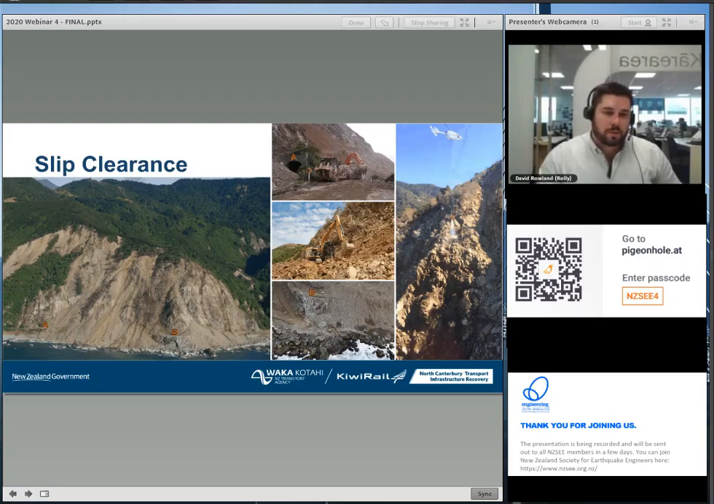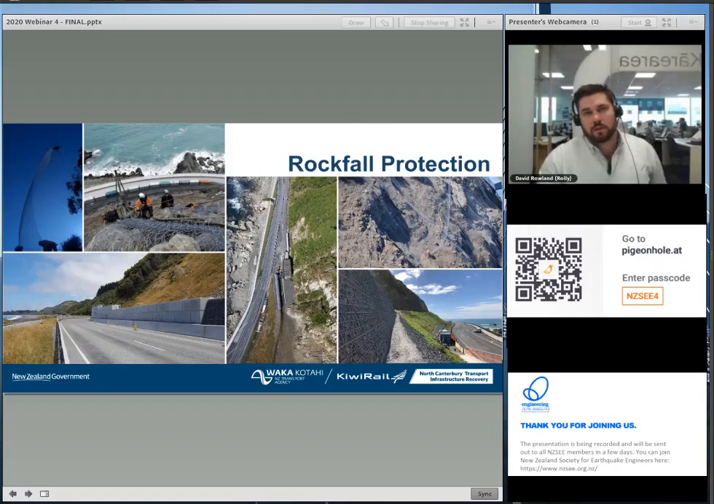And once we got the majority of the slip debris cleared away, we then went in with rockfall protection, and that was to make it safe so that people could work on the corridor below these rock faces or landslide or debris areas.